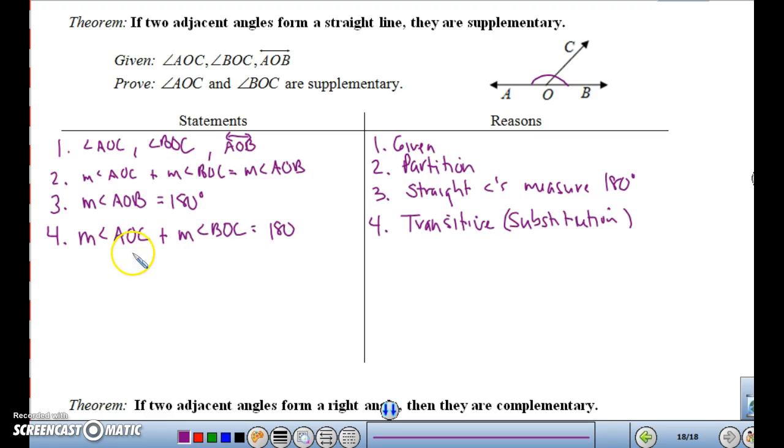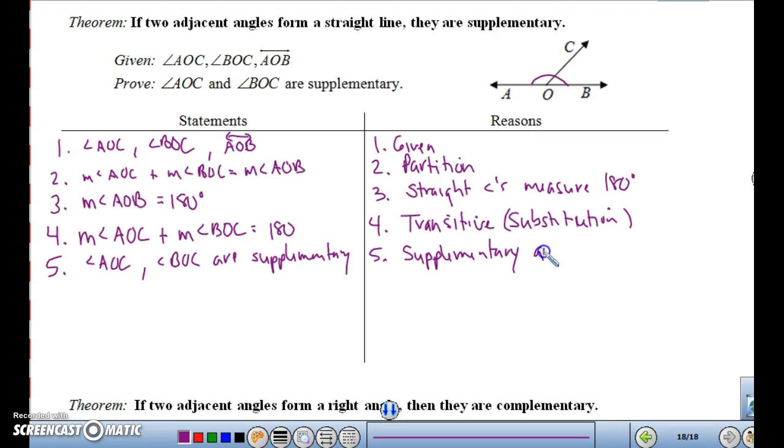Now, we have proved that angle AOC and angle BOC add up to 180. What happens when two angles add up to 180? Well, they are supplementary. So we can say angle AOC and angle BOC are supplementary, because supplementary angles add up to 180 degrees. So look what we have just proved. We have now proved that these two adjacent angles are supplementary. And that's what we wanted to prove.